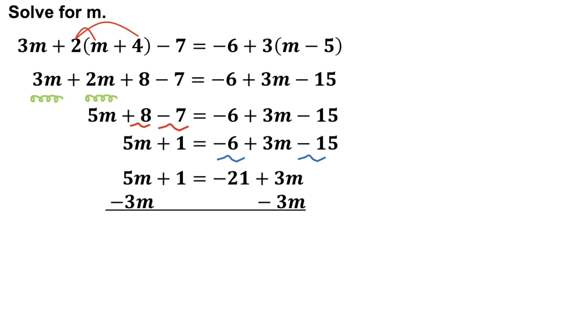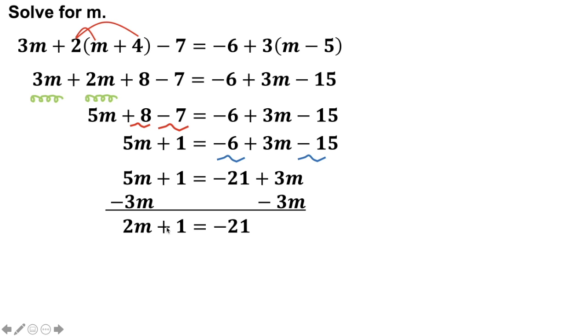And in order to do that, I'm going to have to subtract 3m from both sides, right? 3m minus 3m gives me 0. Perfect. I've got no m's on my right side. 5m minus 3m gives me 2m. 2m plus 1. Okay, we're getting closer.